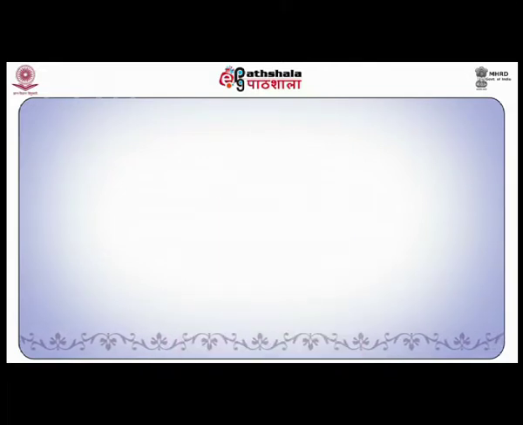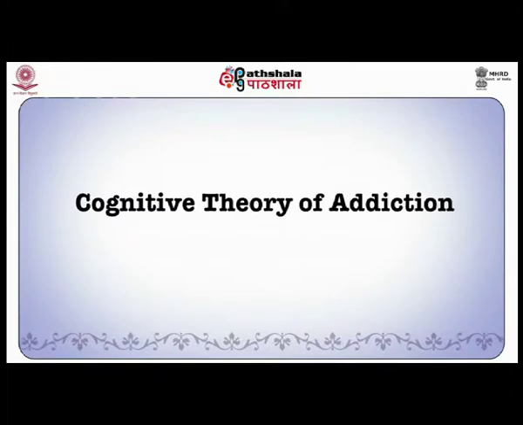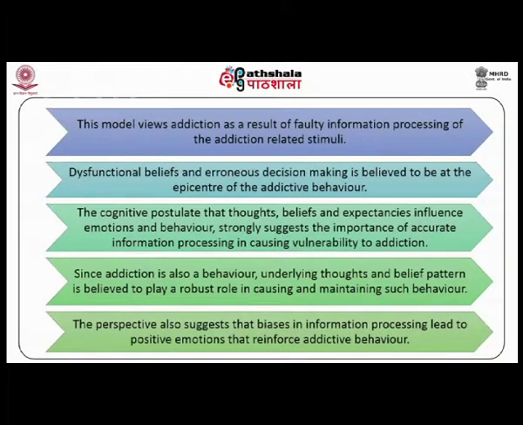Now let's understand the third model, which is the cognitive theory of addiction. This model is also very important as it gives a view of addiction as a result of faulty information processing of addiction-related stimuli. Dysfunctional beliefs and erroneous decision making are believed to be at the epicenter of this model. So if you make decisions which are not correct and the information processing is not appropriate, then it is related to addiction, as cognition basically deals with learning, memory, thinking, beliefs. So all these things are part of your cognitive system.